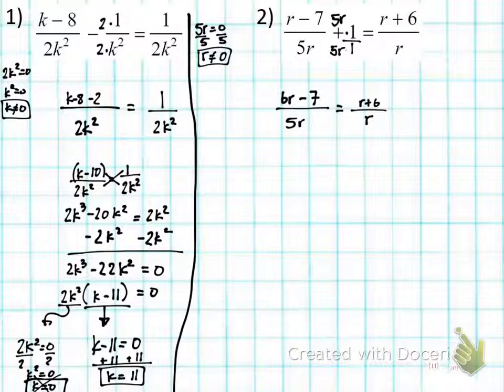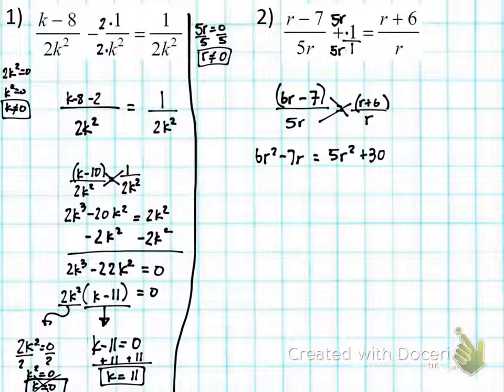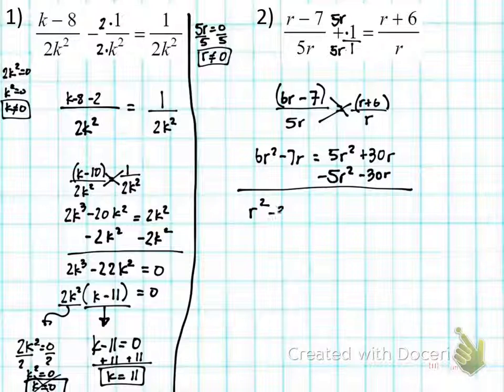Okay? Next thing I'm going to do, I'm going to cross multiply since I have one fraction equal to another fraction. So it's like a proportion problem. We got 6r minus 7 times r is going to be 6r squared minus 7r. And then we got 5r times r plus 6 is going to be 5r squared plus 30r. Okay? Then we need to combine like terms. I'm going to subtract 5r squared from both sides and subtract 30r from both sides. So we're going to get 6r squared minus 5r squared is going to be r squared. Negative 7r minus 30r is negative 37r is equal to 0.